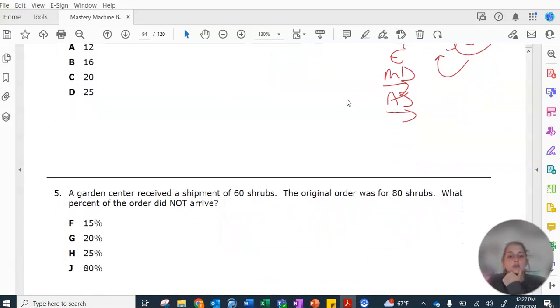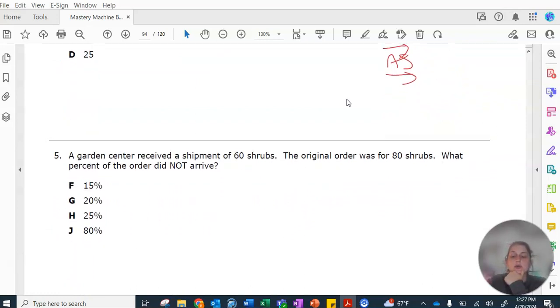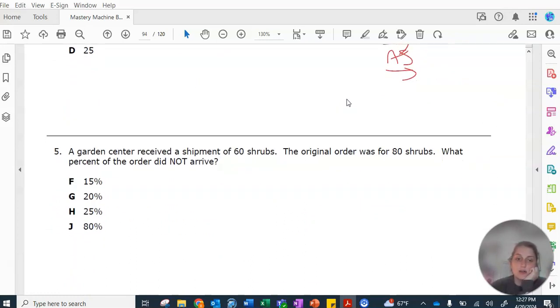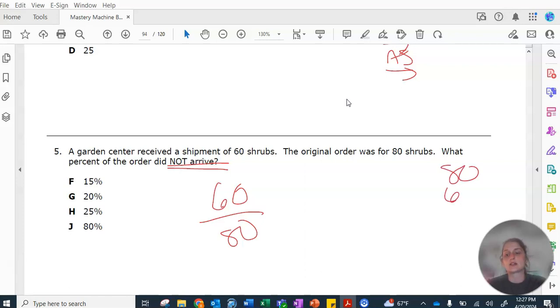A garden center received a shipment of 60 shrubs. The original order was for 80 shrubs. Uh-oh, they didn't get them all. What percent of the order did not arrive? If I use my 60 and my 80, those are not actually the numbers that are going to get me my answer. That's going to tell us the percent that did arrive, which is totally fine. We can then do 100% minus that answer. Or right now, we can subtract and say what I ordered, which is 80, minus what I got, which is 60. There are 20 shrubs, not 20%, but 20 actual bushes that didn't show up to the garden store.